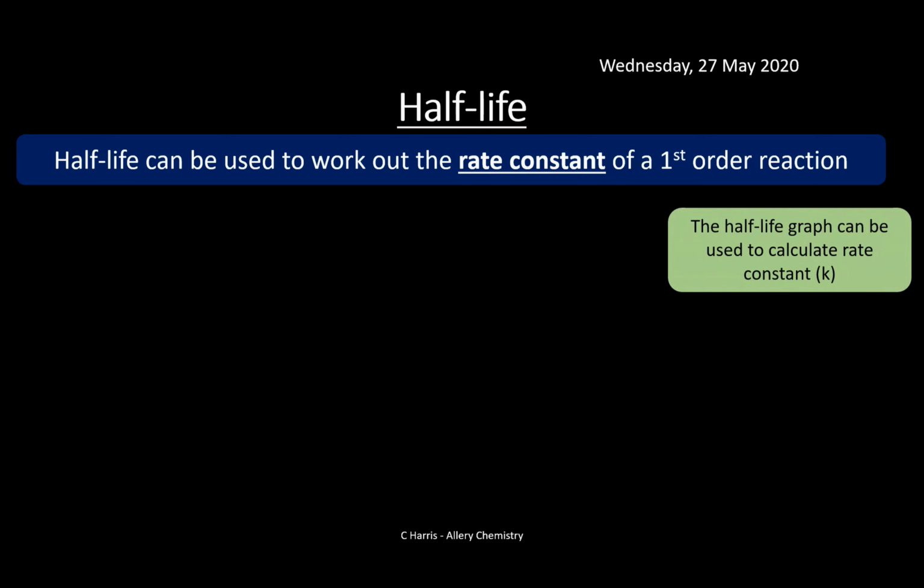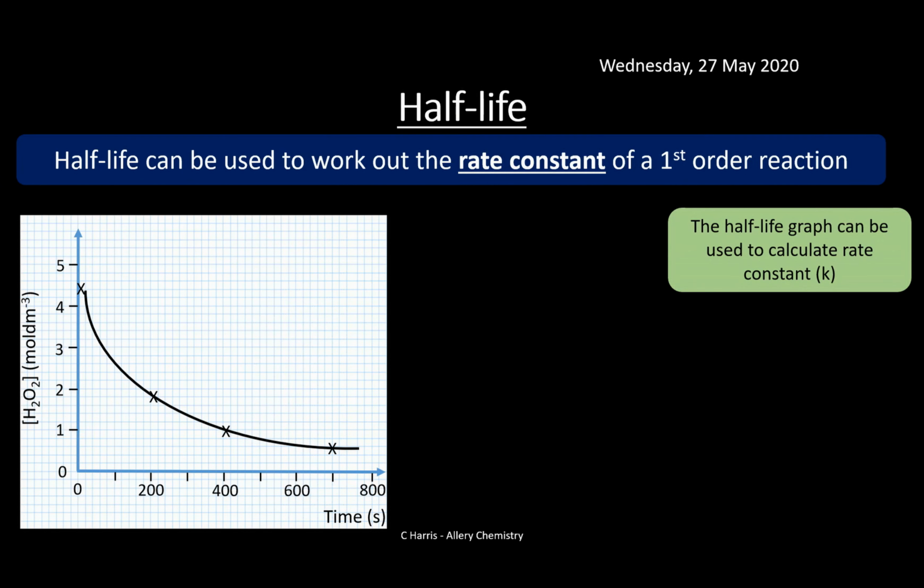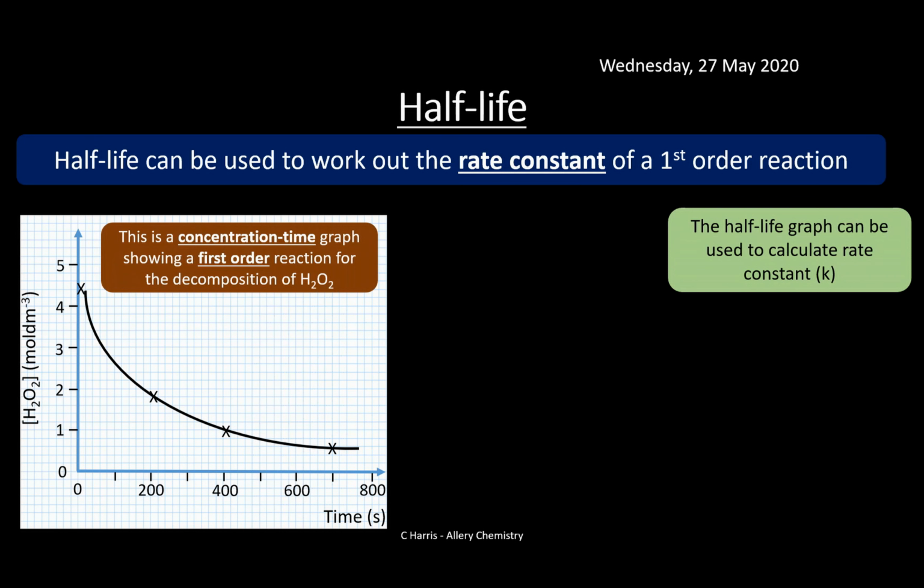So that half-life graph can be used to calculate the rate constant, as we've seen there. We're just bringing back this graph that we'd seen before, and you can see this is a concentration-time graph showing a first order reaction, because remember, it's this classic curve shape. Remember the half-life is constant along the bottom here. So that's the same one we'd seen before.